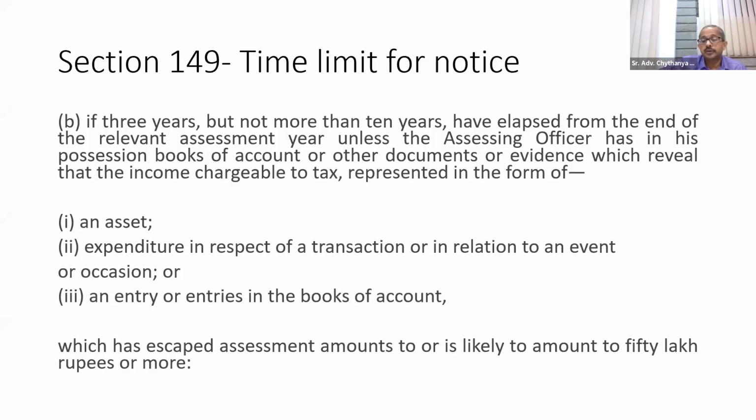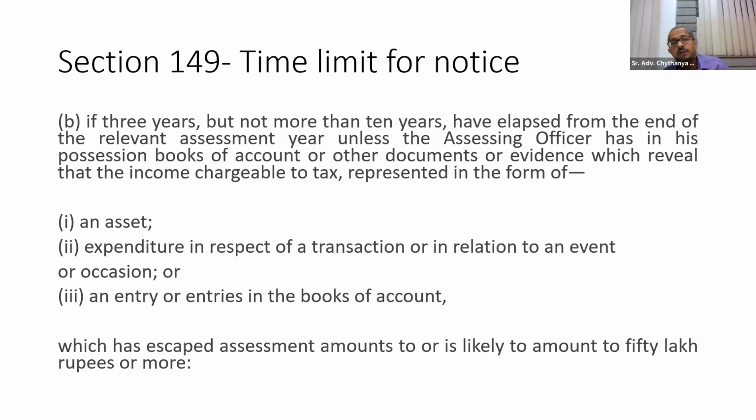they can go up to 10 years if assessing officer has in his possession books of account, other documents or evidence which reveal that the income chargeable to tax represented in the form of an asset. It was just an asset then by FA 2021.